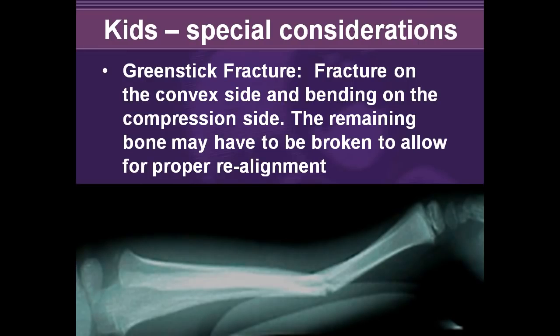A greenstick fracture is a fracture on the convex side and bending on the compression side. The remaining bone may have to be broken to allow proper realignment. So in this example, you can see on the apex of the area in question there is a fracture. However, on the concave side, there is no fracture seen, simply bending.